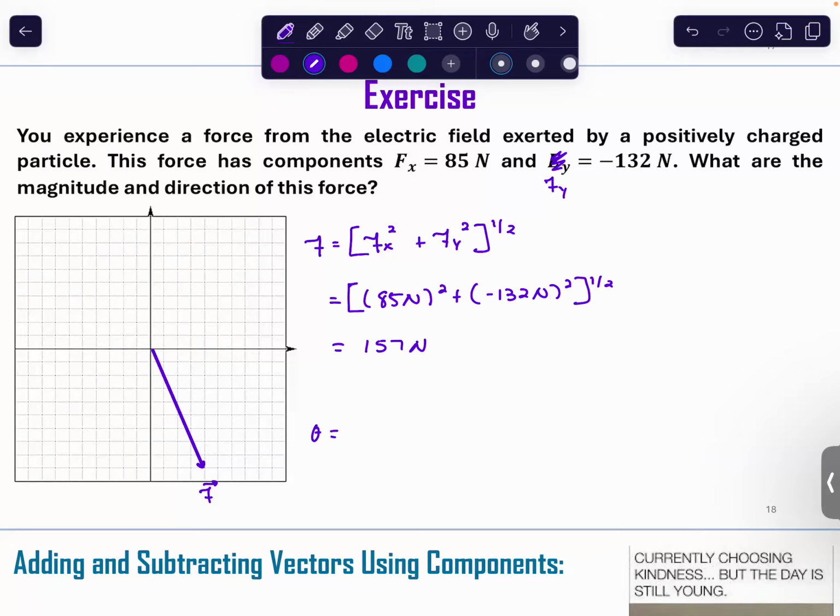So let's talk about the direction, theta. The great thing about these is we're just going to use these equations. We don't even necessarily have to build a triangle. This magnitude and direction are going to be pretty standard. So that's going to be the inverse tangent of negative 132 over 85. Your theta should come out to be negative 57.2 degrees.